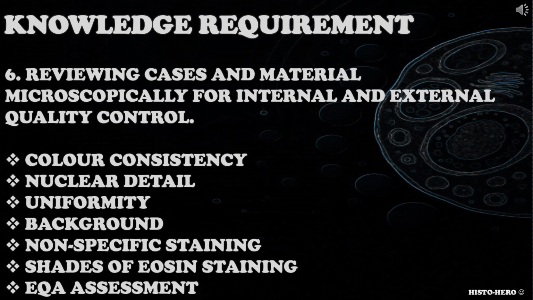The sixth knowledge requirement is for you to review cases and material microscopically for internal and external quality control. How would you assess quality of an H&E stained section? What are the tissue areas you would focus on? Consider color consistency, nuclear detail, uniformity of staining, presence of background staining, presence of nonspecific staining, presence of various shades of EOSIN staining, UK NEQAS assessment criteria, documentation.